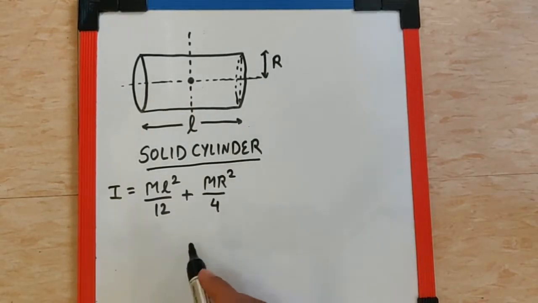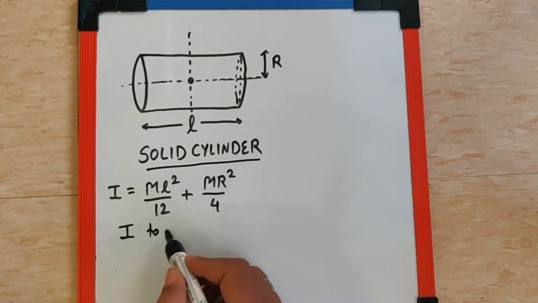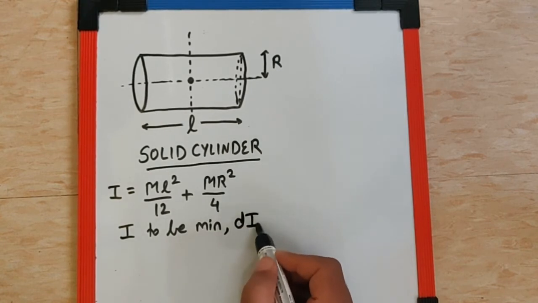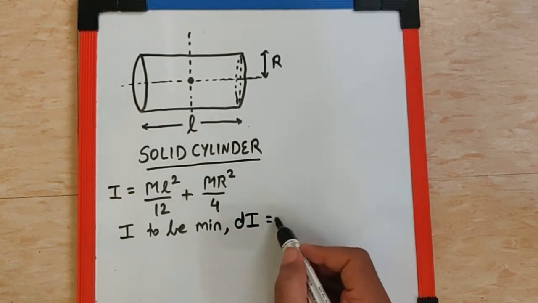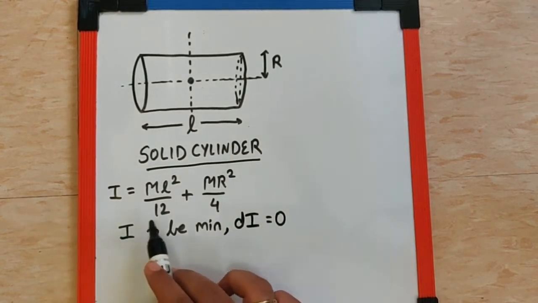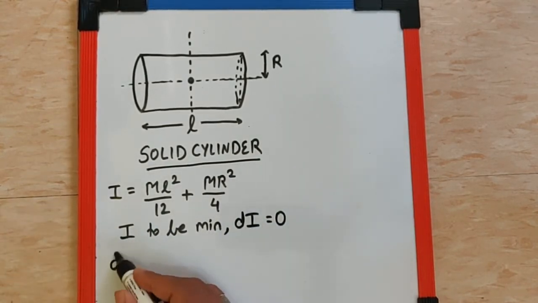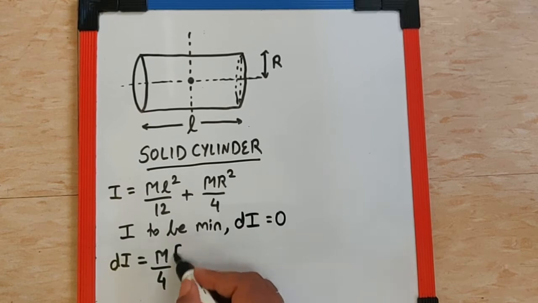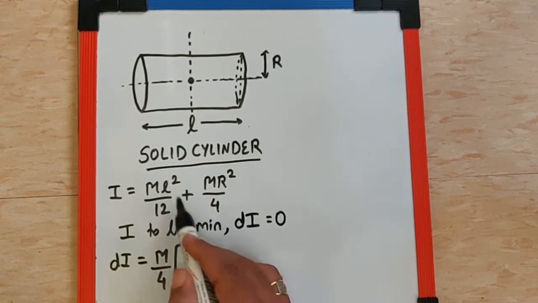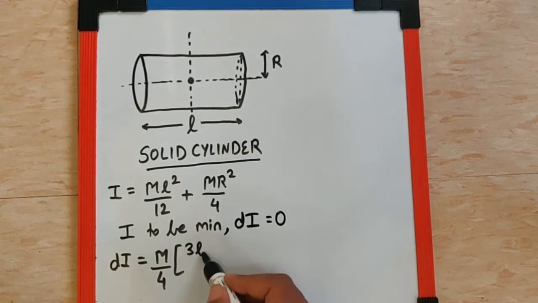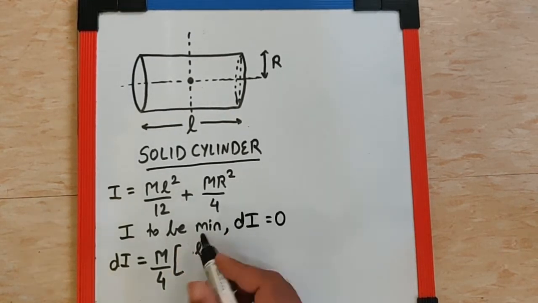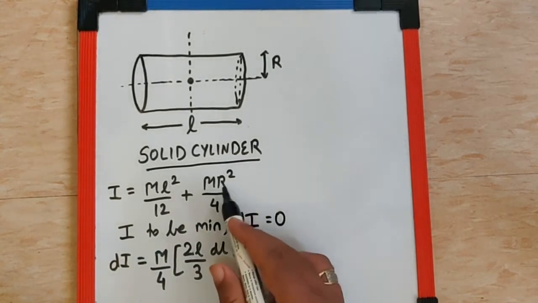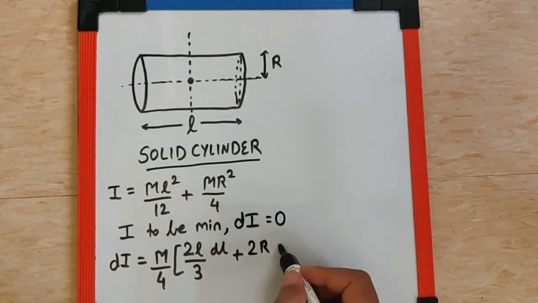Now for the inertia to be minimum, we need to say the dI, the first order derivative, should be 0. So we take a partial derivative for this and we get dI is equal to, we can take m by 4 common, we are left with L square by 3, for which the derivative is going to be 2L dL by 3 plus R square derivative is going to be 2R dR.